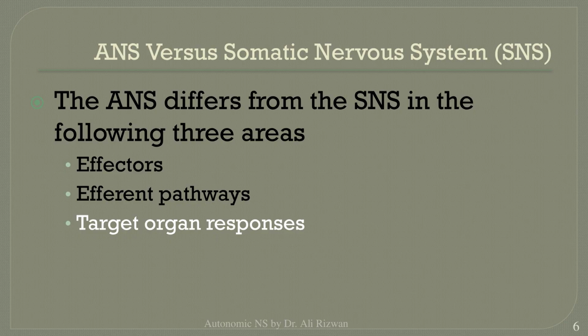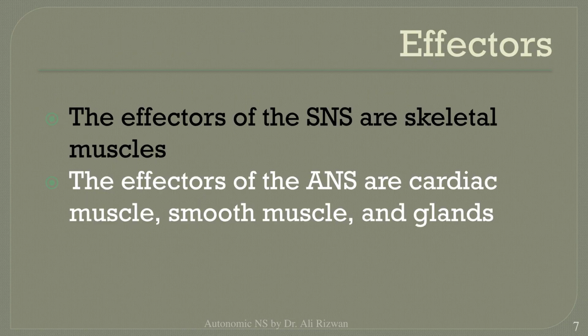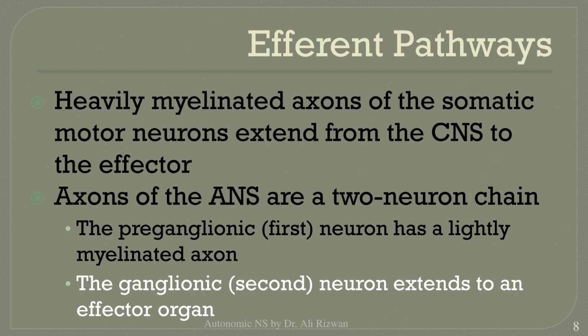The autonomic nervous system differs from the somatic nervous system in three key areas: its effectors, its efferent pathways, and how target organs respond. While the somatic system targets skeletal muscles, the autonomic system is primarily responsible for innervating cardiac muscle, smooth muscle, and various glands. Somatic motor pathways consist of heavily myelinated axons. In contrast, the autonomic system utilizes a two-neuron chain, featuring a lightly myelinated pre-ganglionic neuron and a second ganglionic neuron.